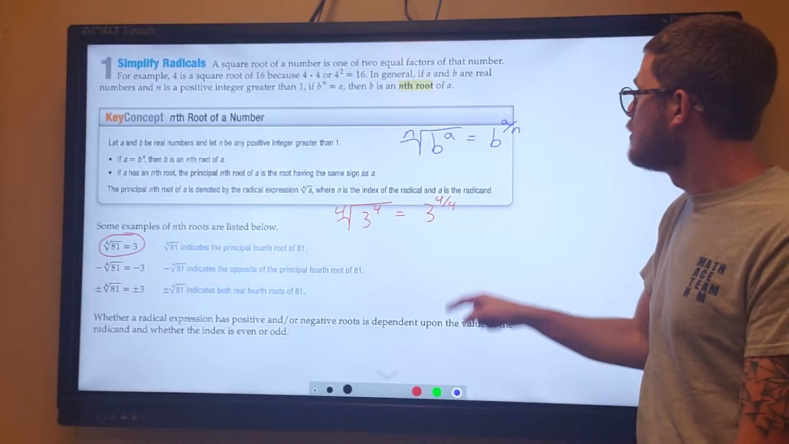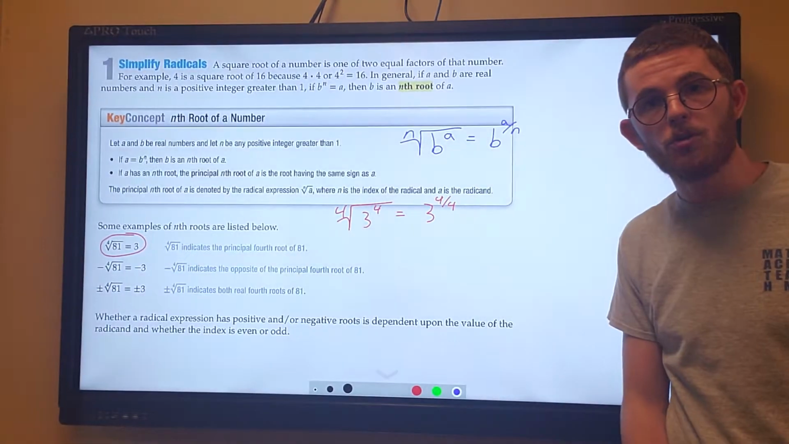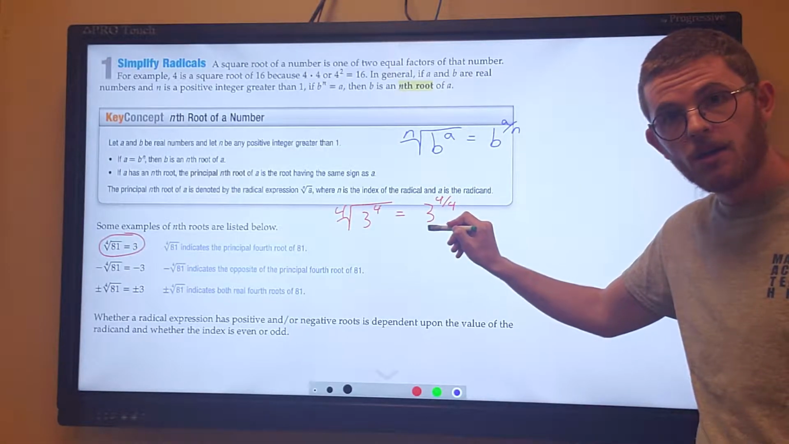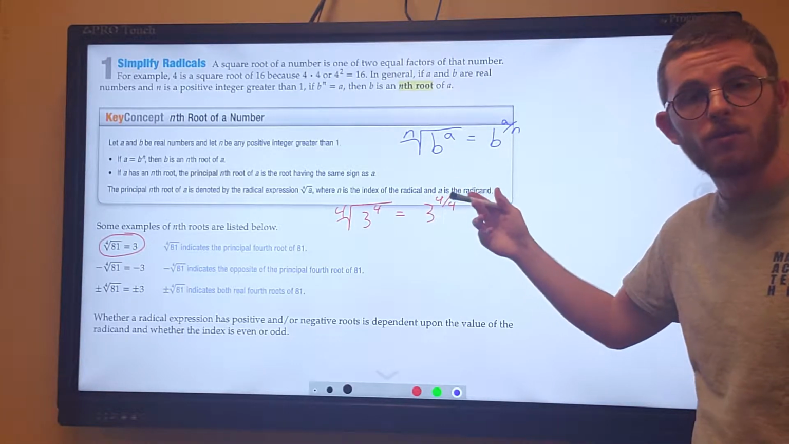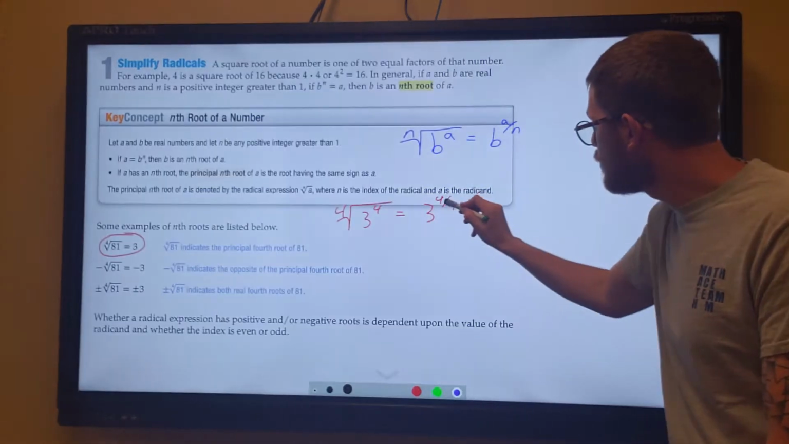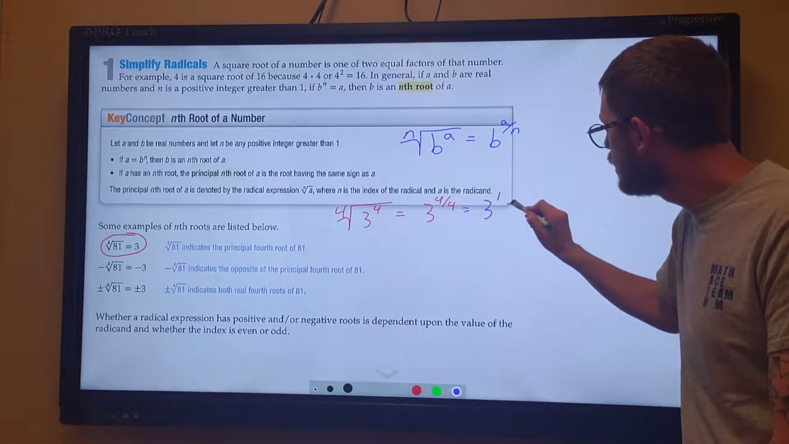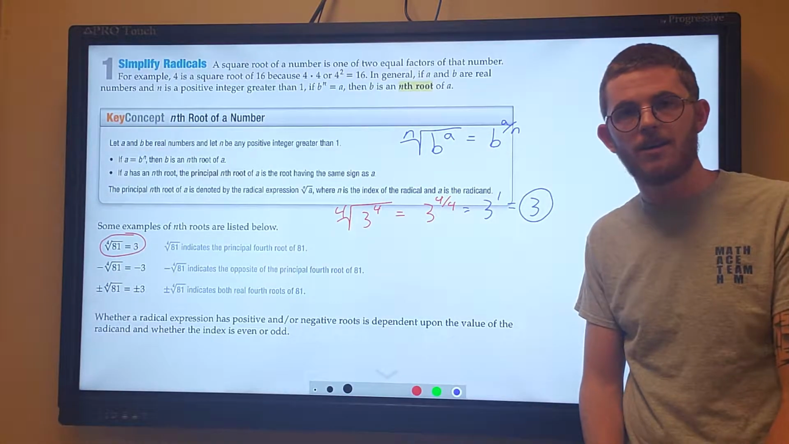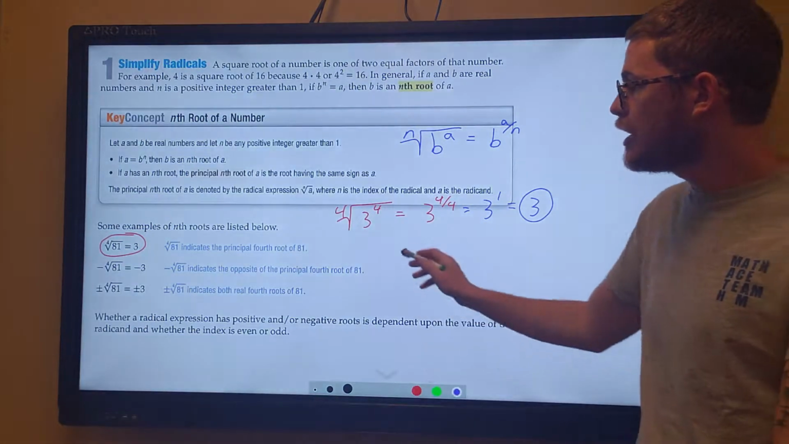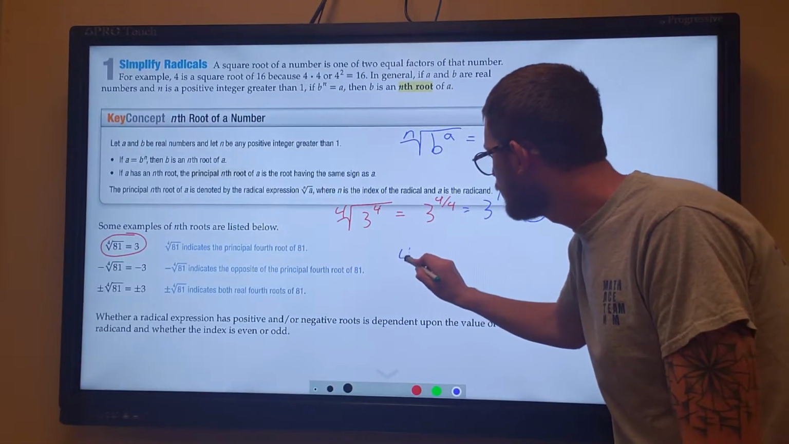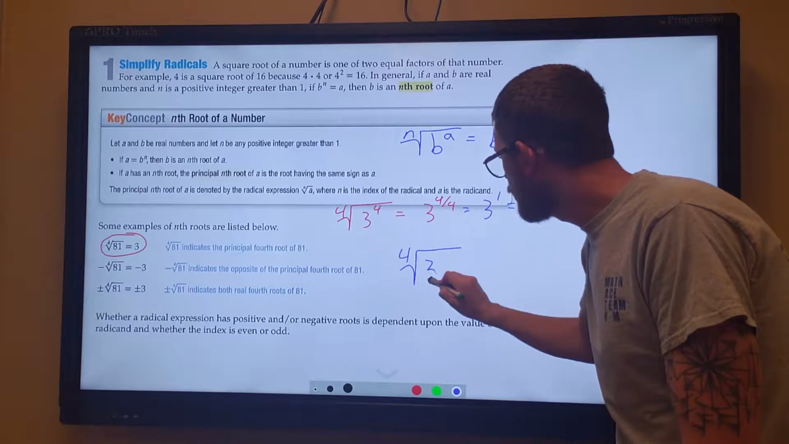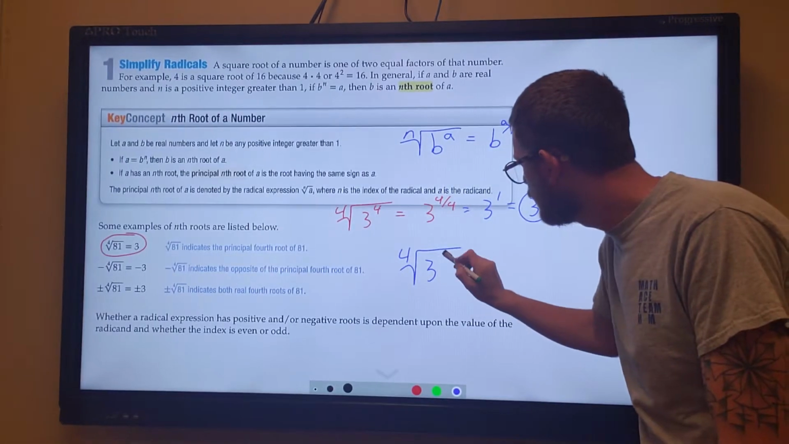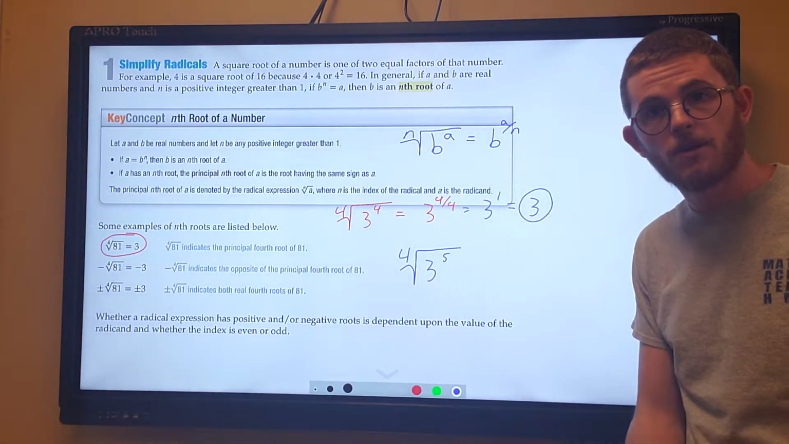The index is in the denominator, the exponent's in the numerator. So when we change this to a rational exponent, 4 divided by 4 is 1, and this leaves us with 3. And that's kind of nice. Let's change the problem just slightly. If this was the 4th root of 3 to the 6th power, no, let's go 3 to the 5th power. Let's just make it 3 to the 5th.